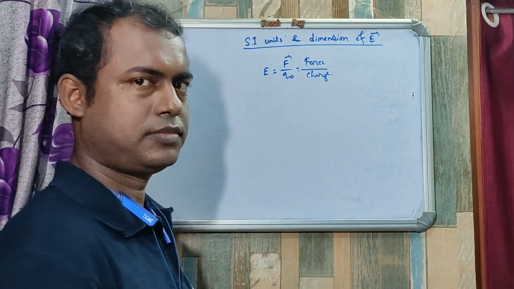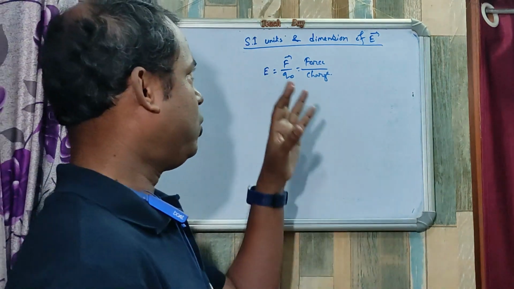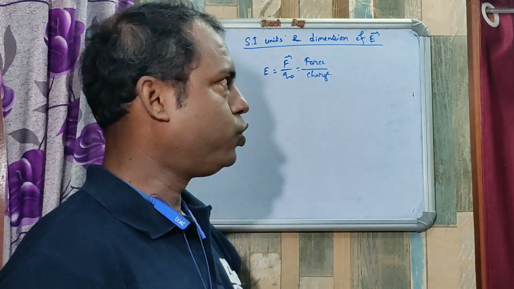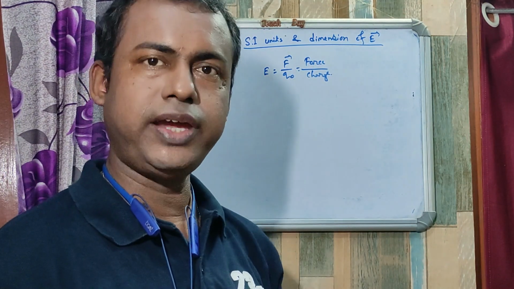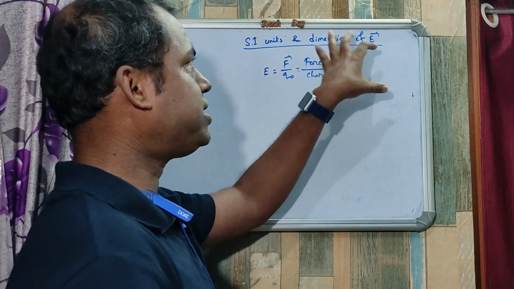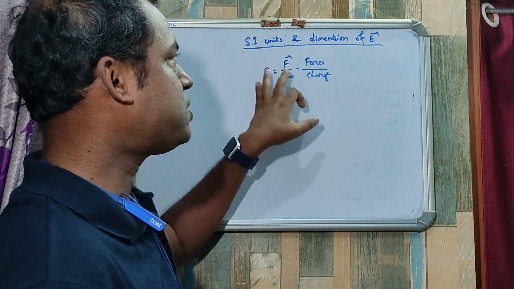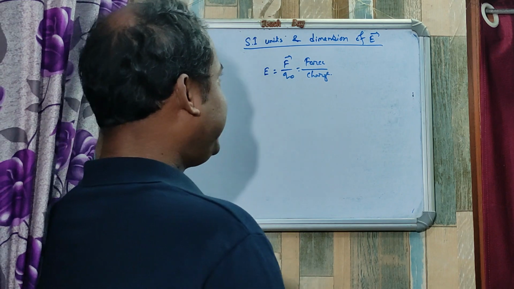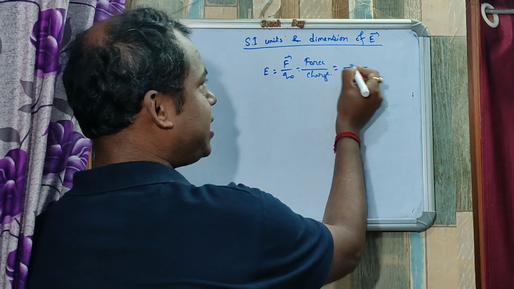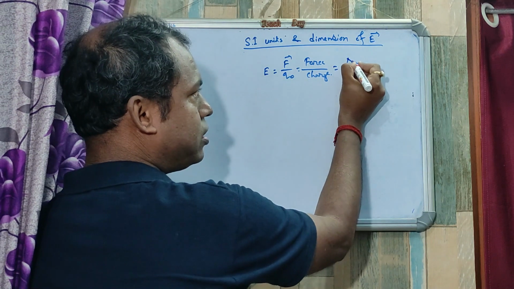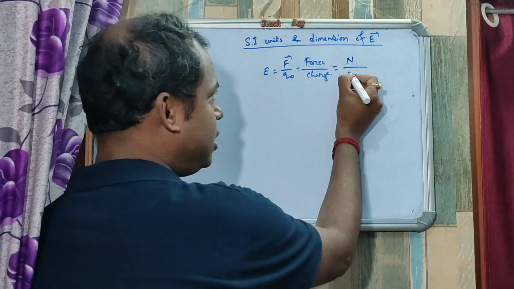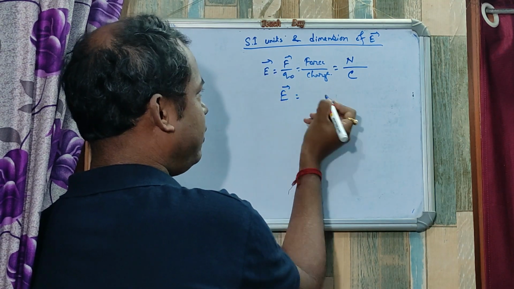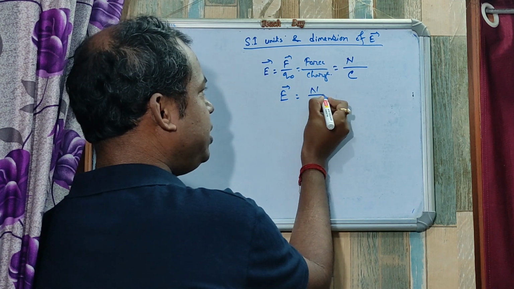Now again, we want to tell the SI units and dimension of electric intensity. We know what electric intensity is, we know about the electric field. Now come back to the point, the SI units and dimension. So E equals force per charge, force per unit charge. Clear? If I write the SI unit, what is the SI unit of force? That is Newton. What is the charge? That is the coulomb. So we may write the electric field intensity equals Newton per coulomb.